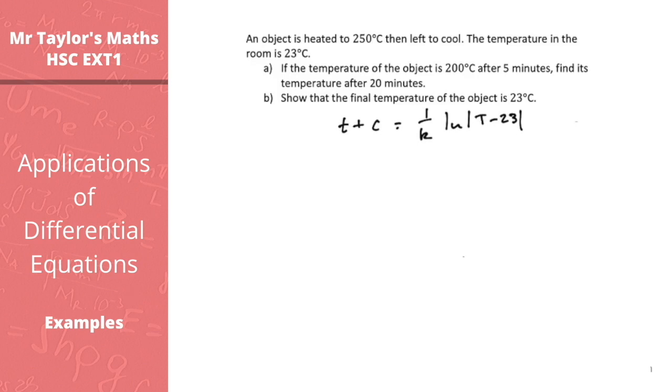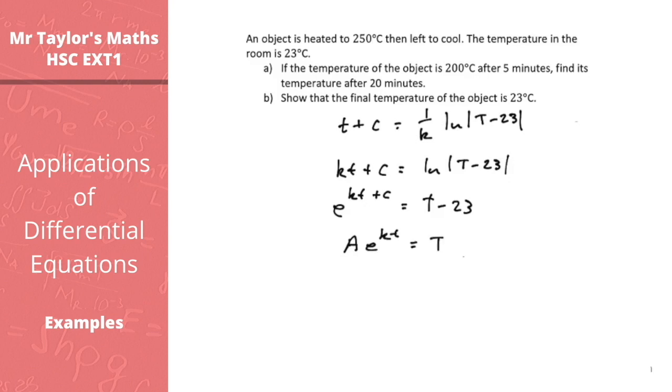Okay, so it's very similar to what we did with the last one. I can multiply by k. Not going to worry about the c though, because that's just going to be a constant no matter what. Now I take the exponential of both sides, and I'm going to do the same trick here, aren't I, guys? Remember, e to the power of c is going to be my a. Okay, so it's e to the kt equals capital T minus 23. So T is 23 plus a e to the kt.